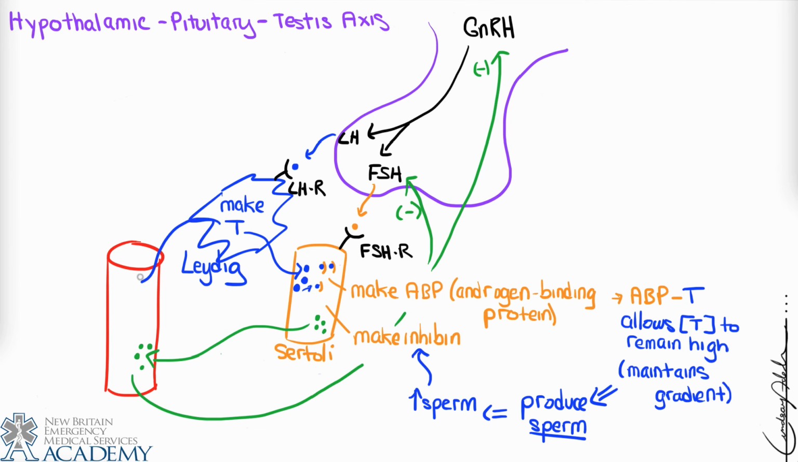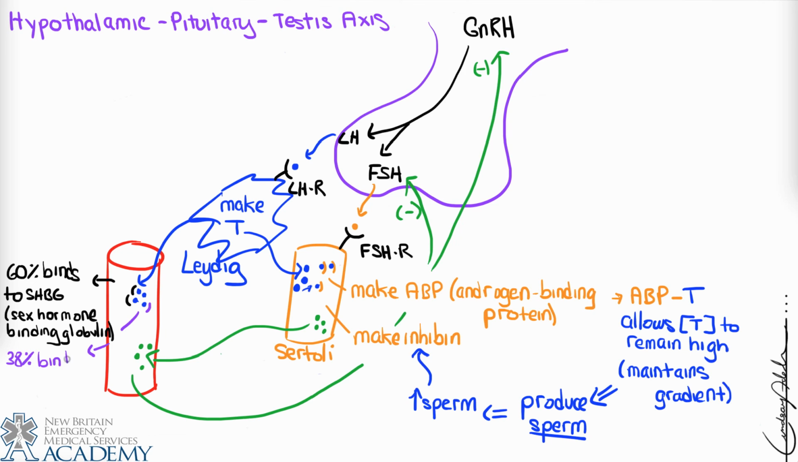Now, let's consider also what happens to the rest of the testosterone. So we mentioned that some of it's going to diffuse into the Sertoli cells, but not all of it. The rest of the testosterone is going to diffuse into the bloodstream. And when we get into the bloodstream, we'll have about 60% of the testosterone that binds to SHBG, which is sex hormone binding globulin. We'll have about another 38% that binds to albumin, which is just a plasma protein. And then finally, we'll have about 2% that's just free in the plasma.